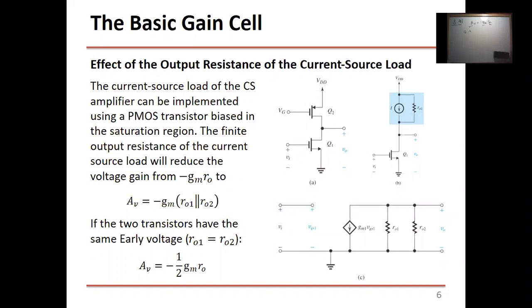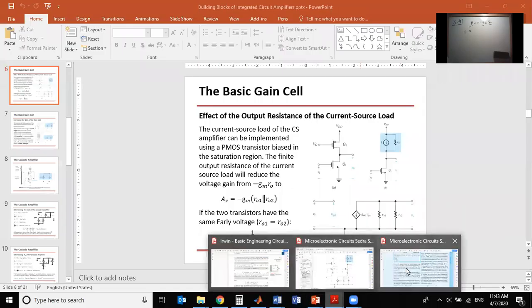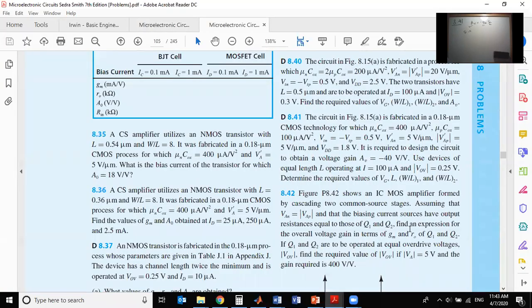Is gm known or not? No, but we can find it. That's correct. Okay, how to find gm? So we don't know Av? No, we know Av, right? Av is given. gm is 2ID over Vov, right? That's correct. And ID is known, right? And the overdrive is known.